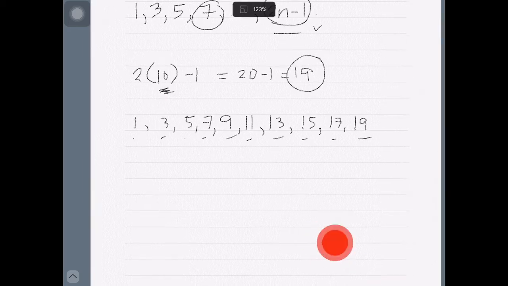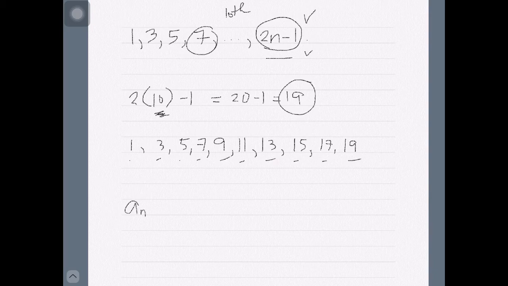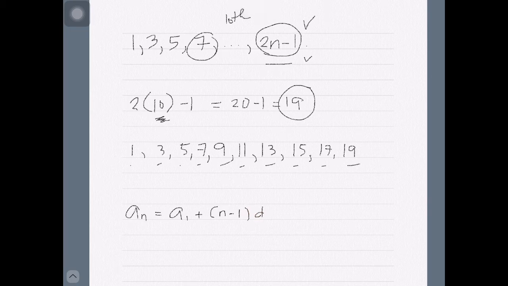Now in arithmetic sequence, the formula in getting the nth term, we'll write that one here, a sub n, the nth term, would always be equal to a sub 1 plus the difference between n and 1, whatever the answer is, times d. D here is the common difference. Like in our example here, the difference would be 2 because we're doing skip counting by 2. What would be the a sub 1? As I mentioned, that's the first term. So in our example, our first term here is 1.